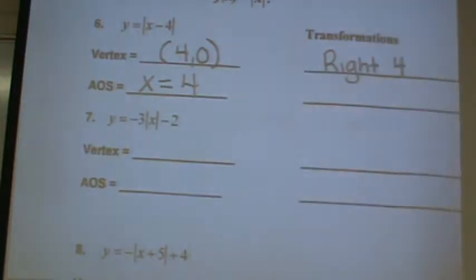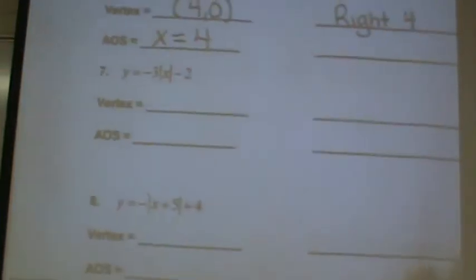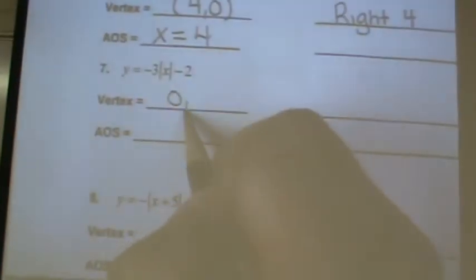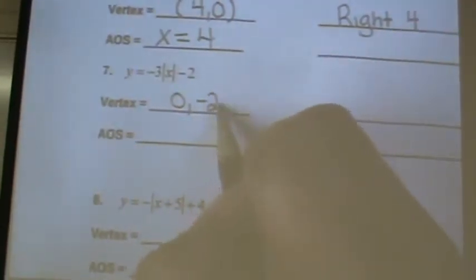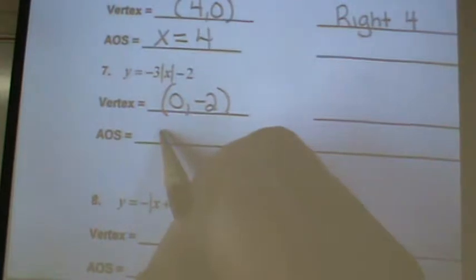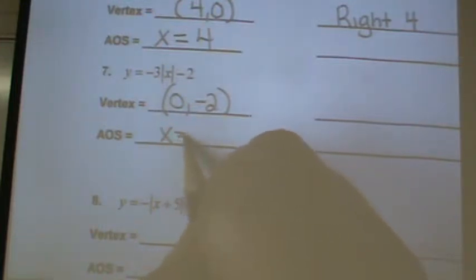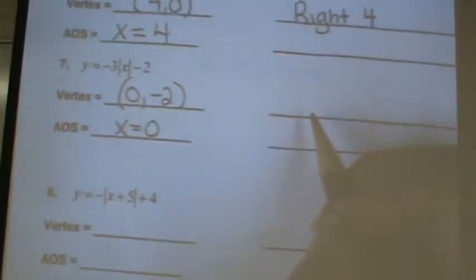And that's it, right? How about number 7? Give me the vertex. 0, negative 2. Good. What's your axis of symmetry? 0. Axis of symmetry is what? Incomplete sentence. X equals 0. X equals 0. Good. Now give me the transformations.